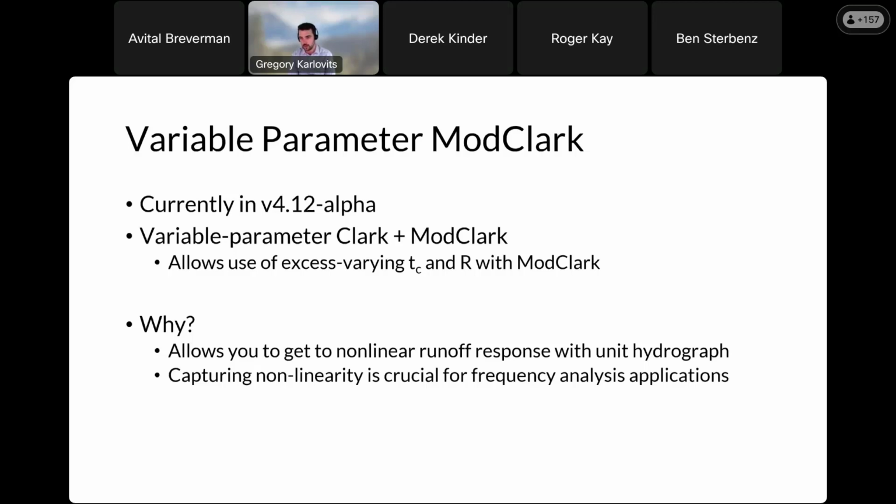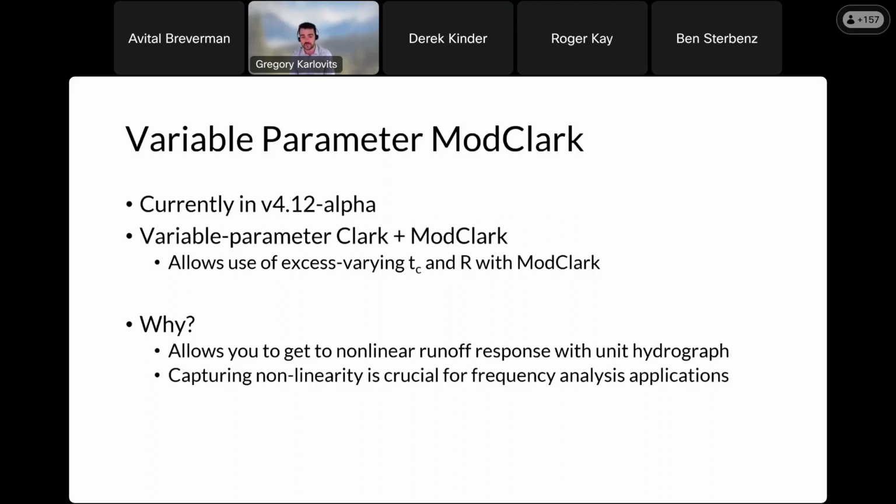The cool part now, we could always do this with Clark unit hydrograph. Now we can do this with the ModClark method, which lets you take advantage of essentially the watershed specific time area curves that you get out of the ModClark method. This is super exciting. It's in 4.12 alpha. If anybody is interested in testing this out, please get excited for when we post our first beta of 4.12, which is coming soon, because this feature should be in there and you should be able to try that out and let me know what you find with it, because it's super exciting.